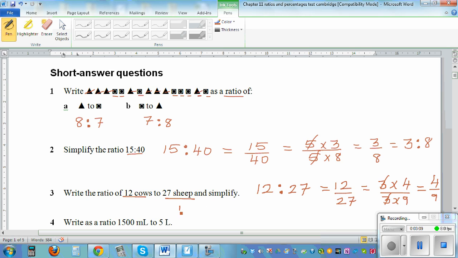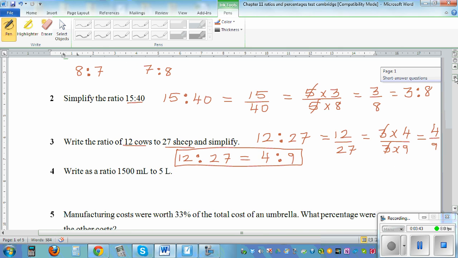So I can say 12 is to 27, which is a ratio, is same as 4 is to 9. 4 is to 9, that's all. So these two are equivalent ratios. Okay, so basically I've divided both by 3. If you want to do in one step, well, 3 goes in 12 and 3 goes in 27. So 12 divided by 3 is 4 and 27 divided by 3 is 9. So you can write this directly if you're smart.